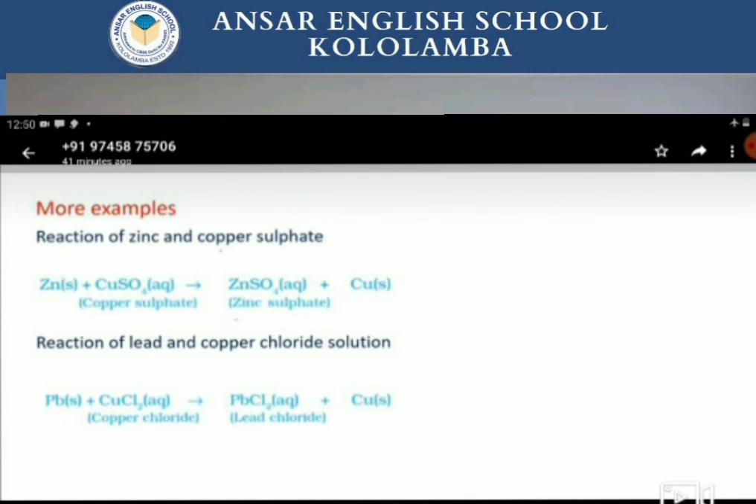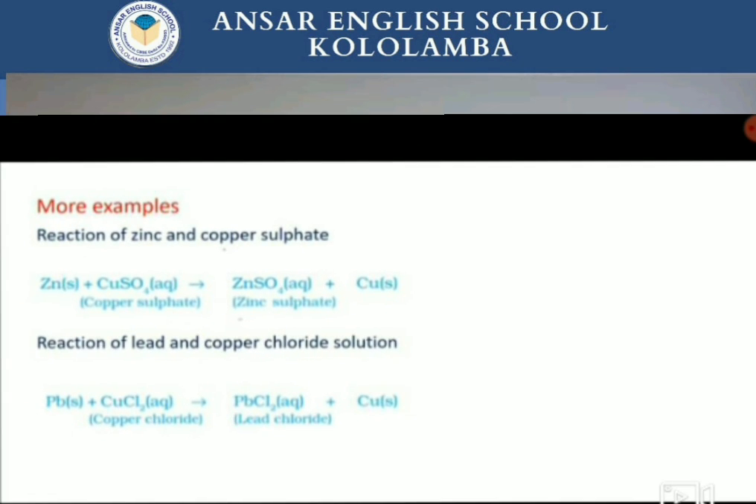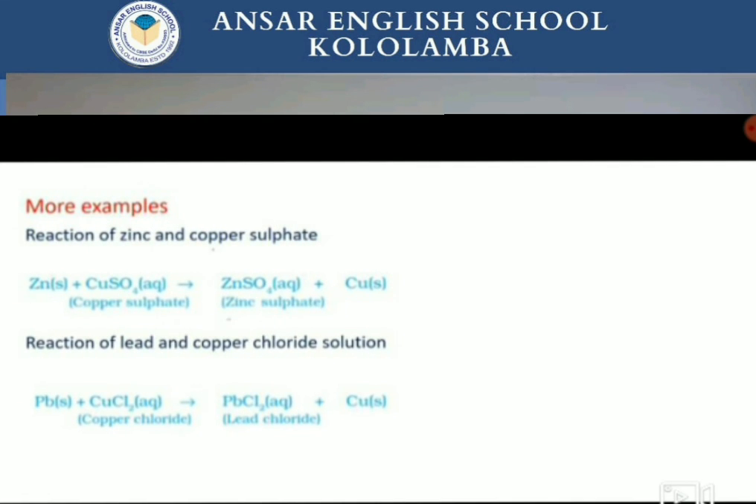Lead immersed into copper sulfate solution. After some time, lead displaced Cu and formed ZnSO4. Here, lead displaced Cu from CuSO4 and formed ZnSO4. In the case of lead and copper chloride solution, lead, that is Pb, displaced Cu from CuCl2 and formed PbCl2. Clear? This is displacement reaction.